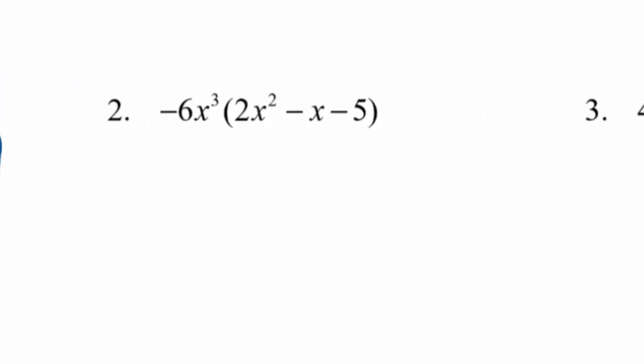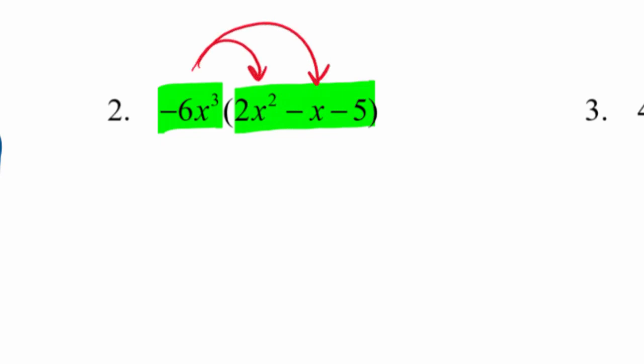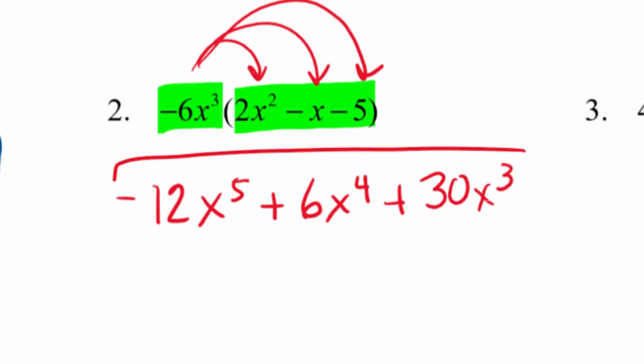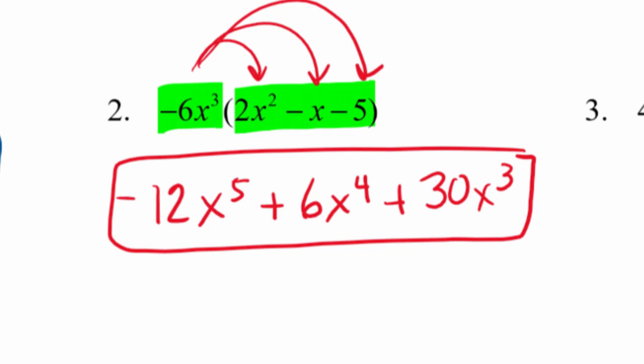Example number 2, we're once again going to multiply that monomial negative 6x cubed times the trinomial 2x squared minus x minus 5. And we're going to use the distributive property once again and the product rule when we deal with the powers of x. So we get negative 12x to the fifth. And then distributing the negative 6x cubed times a negative 1x, we get a positive 6x to the fourth. And then multiplying the negative 6x cubed times the negative 5, we get a positive 30x cubed. Again, a trinomial for answer. None of the terms are alike because they have different exponents, so we're done.